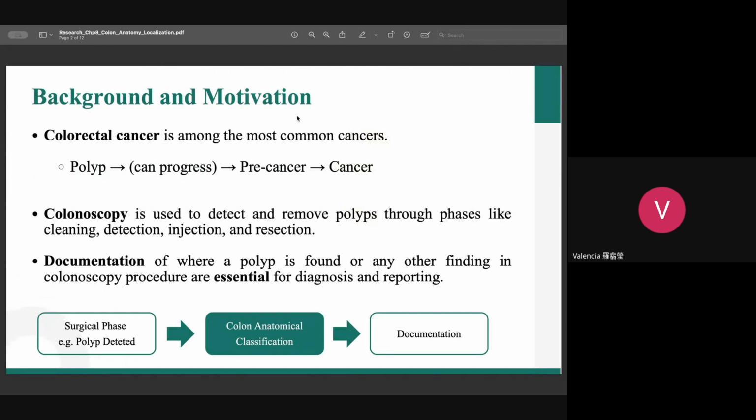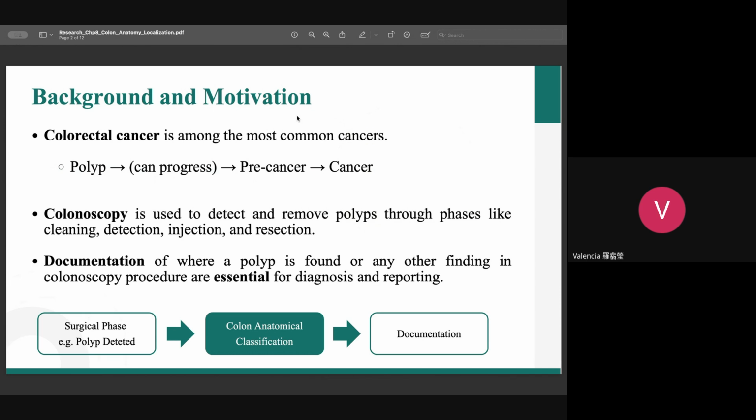Okay, so let's start from the background and motivations of why I am doing this research. The thing is, colorectal cancer, which is cancer in the colon, is among the most common cancers. Usually what we call a tumor or some anomaly is called a polyp. This polyp can progress to precancer, and this precancer can progress to cancer. To deal with this, doctors usually use colonoscopy.